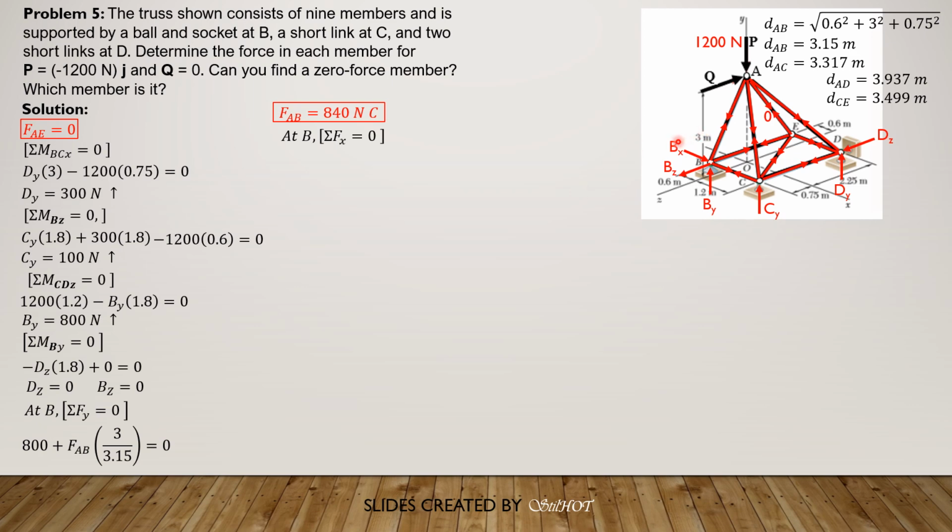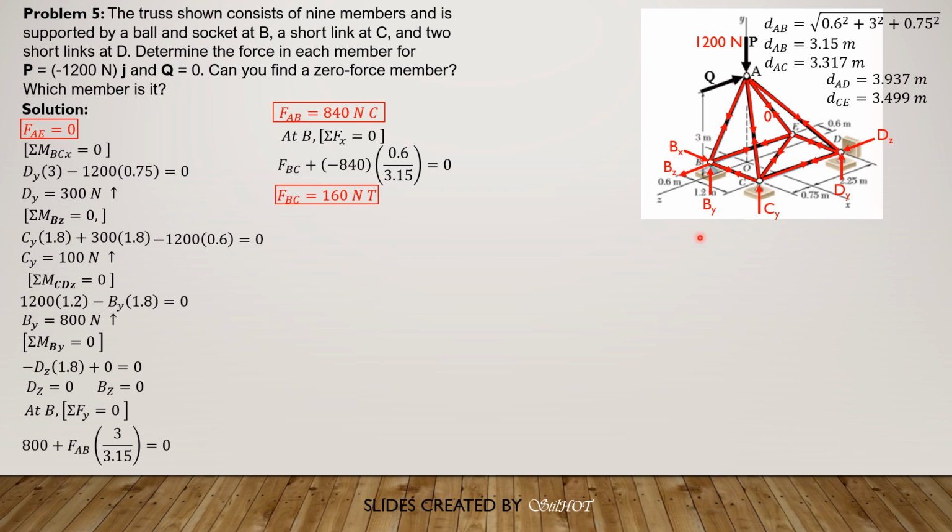Then summation forces along x equals 0 at b. So we have, take note, bx is 0. So we have FBC plus the x component of FAB. So FBC plus negative 840 times 0.6 divided by distance 3.15 equals 0. So FBC is 160 newtons tension.